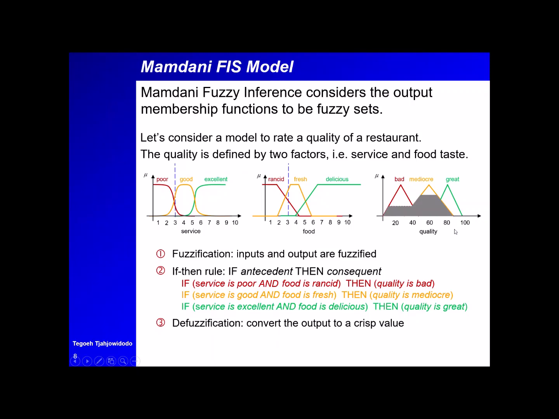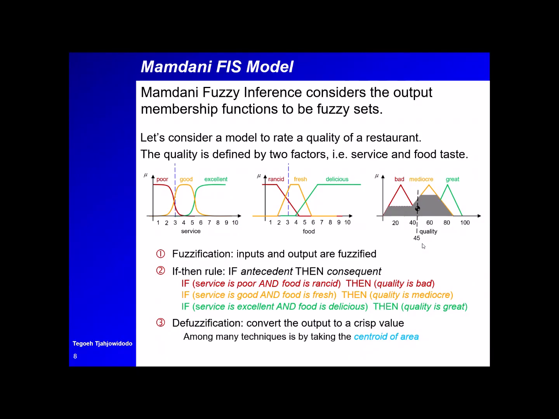Now I indicate it in gray. So how to translate this back into the crisp value? Among many techniques, the simplest one is by taking the centroid of the area, the centroid of this gray area. So let's say if the centroid is here, then I can say that the quality will be somewhere here. If I'm looking at the plot there, apparently the quality is 45. So this is how the fuzzy model will process the input to get the output.